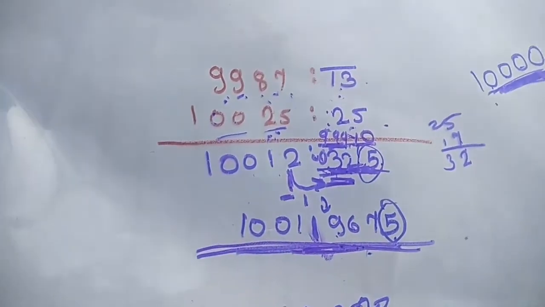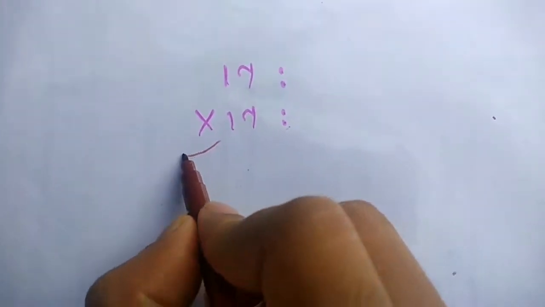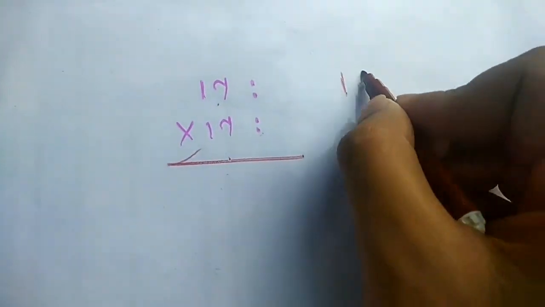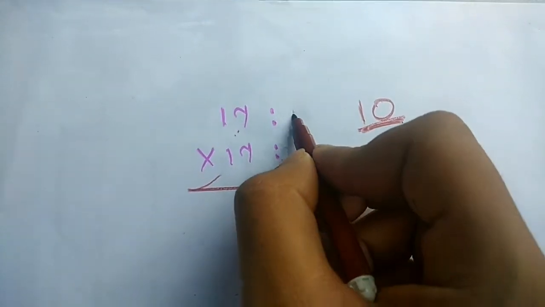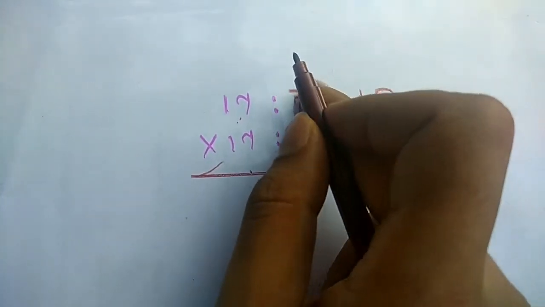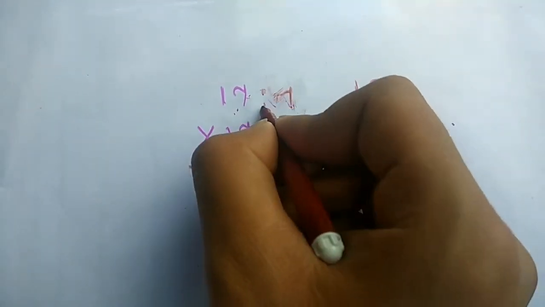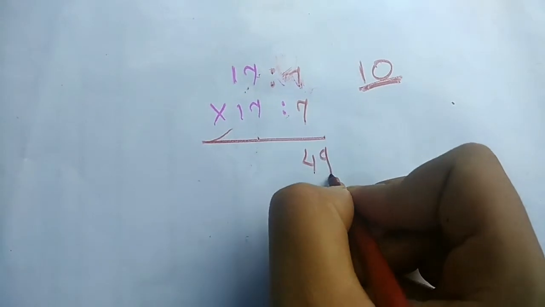Very simple. Now take another example. Our next example is 17 into 17. So the base should be 10. Now, 17 is always greater than 7, but not minus. It is positive because it is greater. It is positive. 7 sevens are 49.